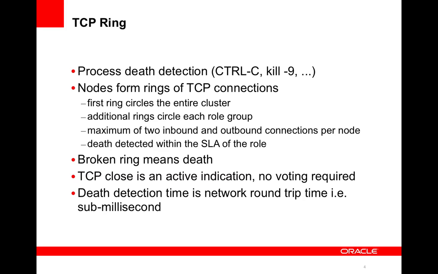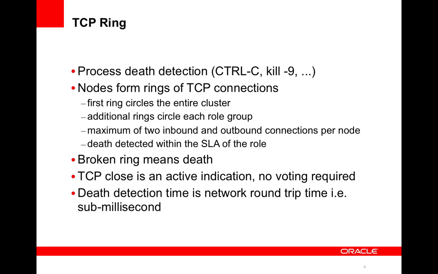What this means is each node can be in just a single role. So it's part of the one large ring circling the cluster, and then part of its own group's role ring. So at most, you're just managing 2 TCP connections in and out of the node. And death is detected by the ring breaking. If you see your TCP connection to the next node in the ring closed, that's an indication that that node has died. So a broken ring means death.